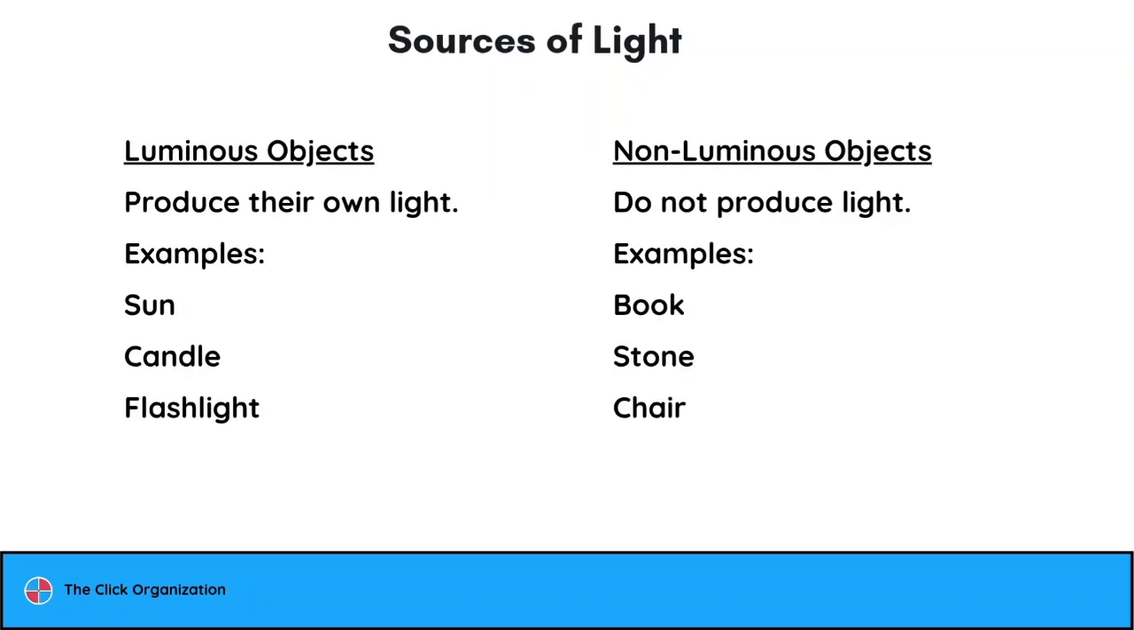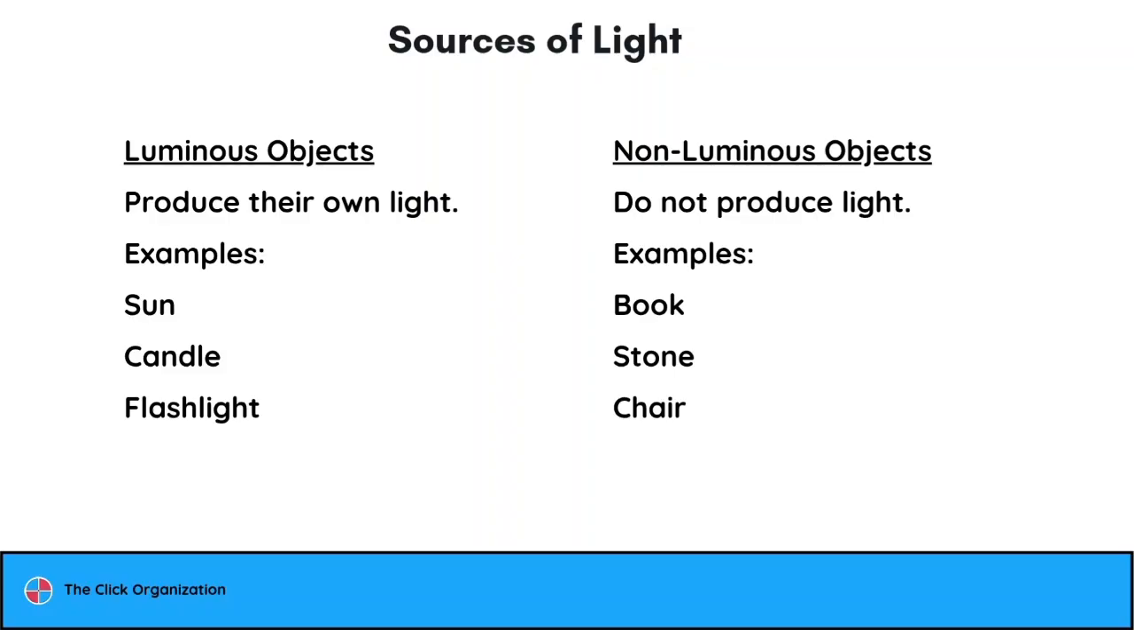Okay, here we have sources of light. Well, objects are divided into two categories: luminous and non-luminous. Luminous objects are objects that produce their own light. Examples include the sun, candles, flashlights, etc.